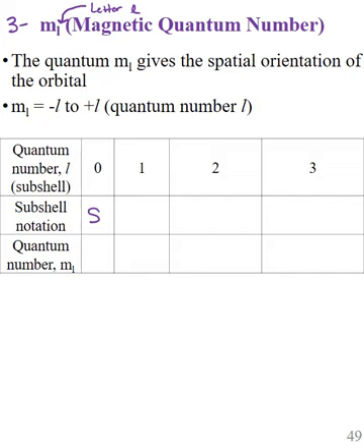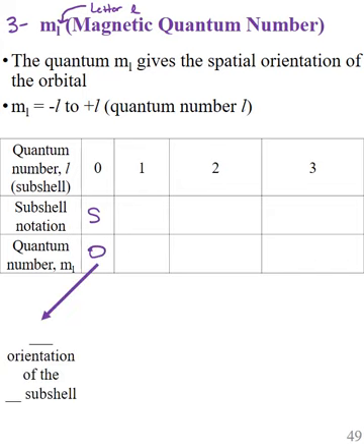If we have the subshell notation of S and L equals 0, what would the quantum number m sub L be? Well, it can have any value between negative L to positive L. So if L is 0, negative 0 to positive 0, that's the same thing, right? So it's just going to be 0.